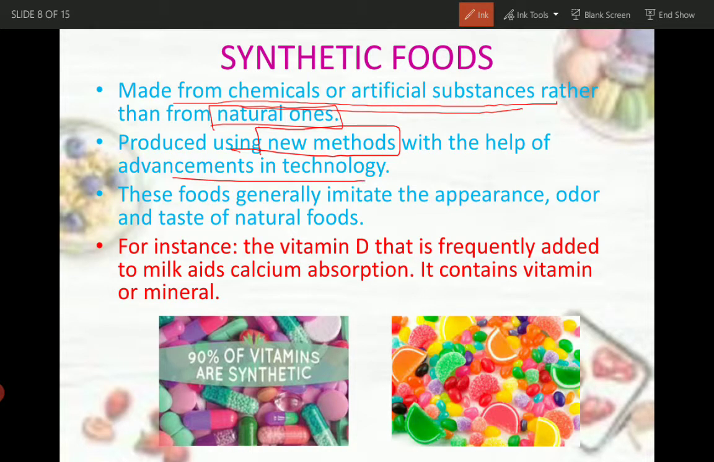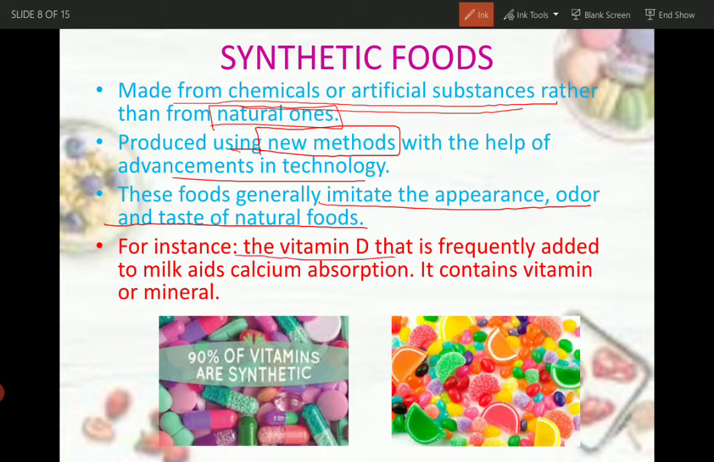So with the advancement of technology, you have many new and artificial substances, food coloring agents, preservatives, and altogether जो हमारे supplements आते हैं, vitamin supplements, mineral supplements, they are also all synthetic foods. These foods generally imitate the appearance, odor and taste of the natural foods. तो हम जो कई बार देखते हैं that it is lemon flavored. What do you mean by lemon flavored? Does it contain lemon? No, it's only flavored. So this is synthetic food.